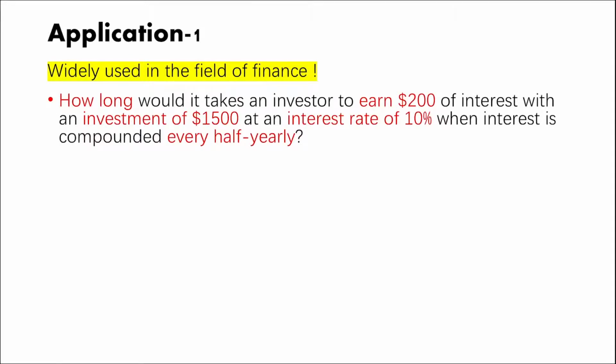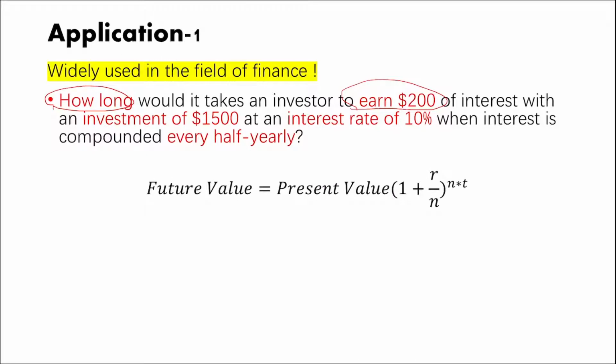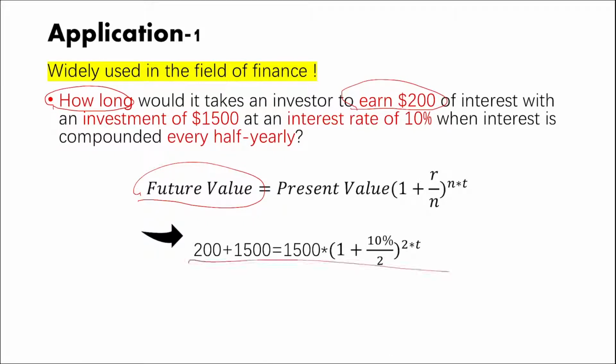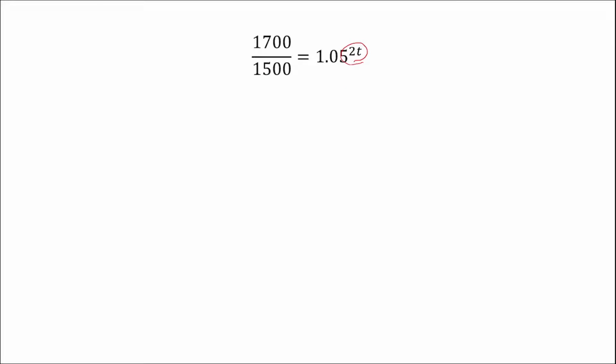Let's put these properties into practice. Here's a financial question. As for the time that an investor would need to earn $200 of compound interest, we use the formula for future value here and substitute the numbers, and we get this formula. Simplify it, and we get this. It is hard to calculate the value of t in such an equation, so we need a logarithm now.